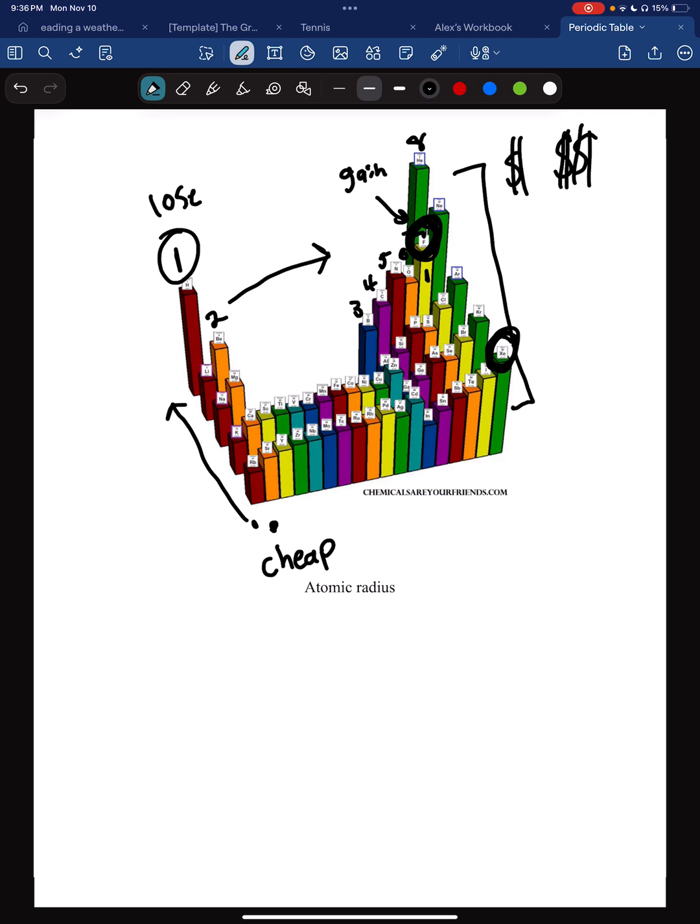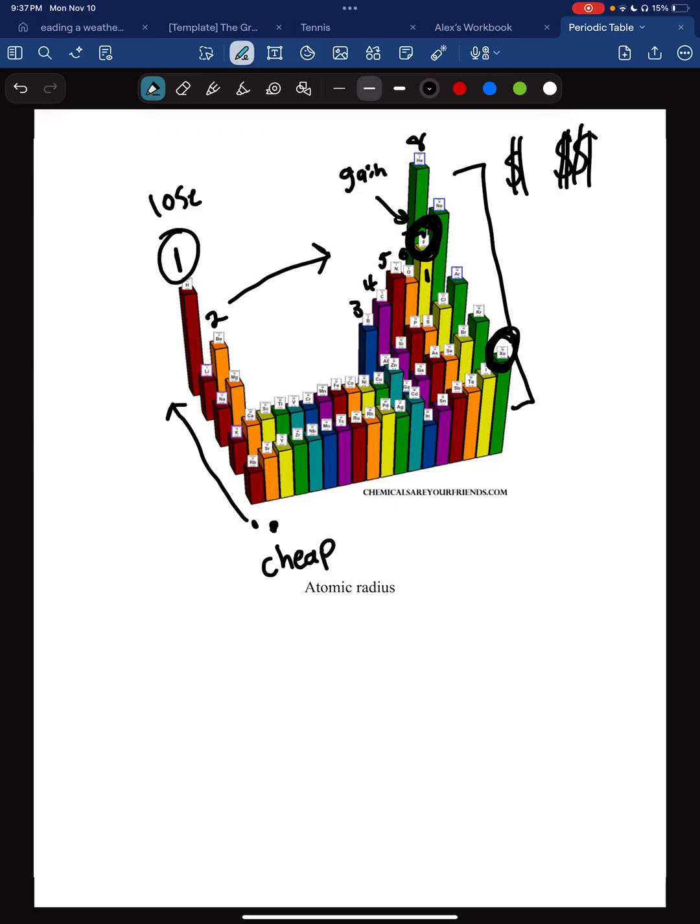But what I'm trying to let you guys know is that our noble gases don't want to lose electrons. They have 8 already. Why are they going to try to get rid of them, right? So they don't want to. So it's going to be very expensive to take away electrons from them.